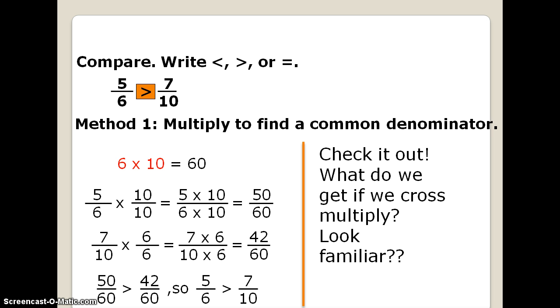Let's try another method. What do we get if we try cross multiplying? If we go cross as diagonal, 5 times 10 would be 50. And if we go diagonal the opposite way, 6 times 7 would be 42. Do those numbers look familiar? It's no different than just multiplying individually. What you have to make sure of is that when you multiply these cross products, you put the answer in the numerator portion. So feel free to use the cross multiply method instead.